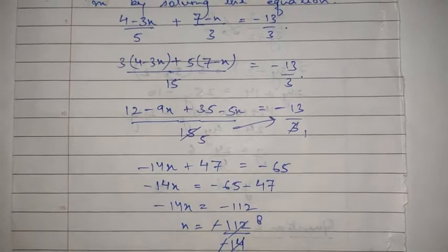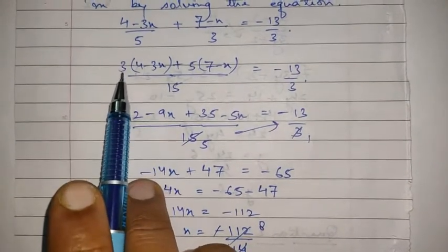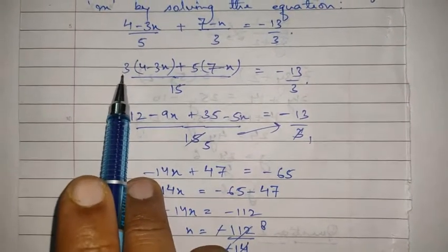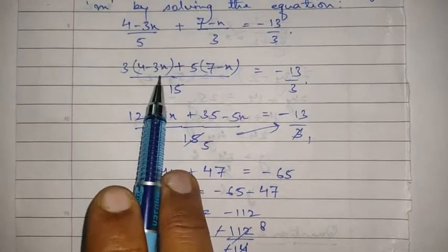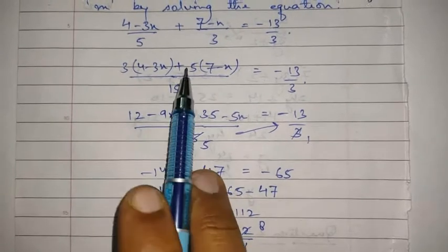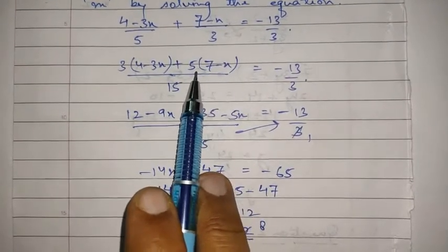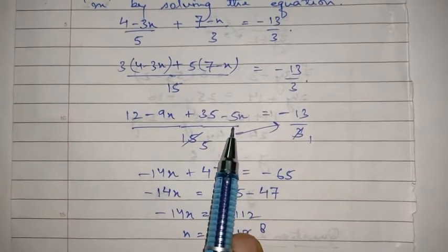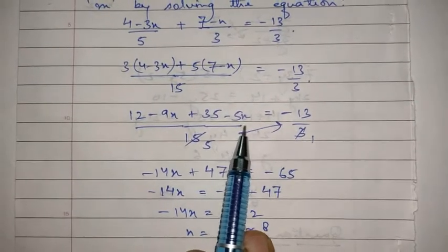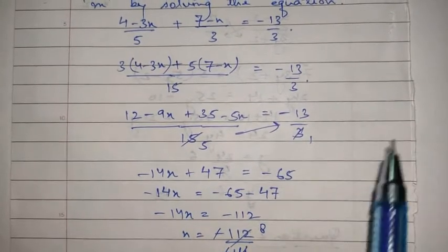Now after this, we are going to open the brackets by multiplying 3 with both the terms that are present inside the bracket. 3 multiplied by 4 will give us the value 12, and 3 multiplied by minus 3x will give us minus 9x. Then plus 5 will be multiplied with 7, which will give us plus 35, and plus 5 will be multiplied with minus x, which will give us minus 5x, equal to minus 13 upon 3, again the same term.